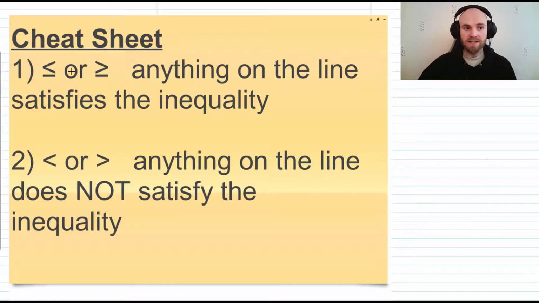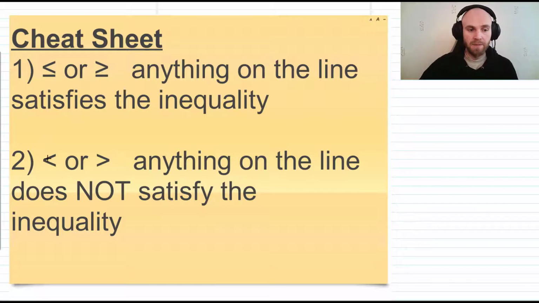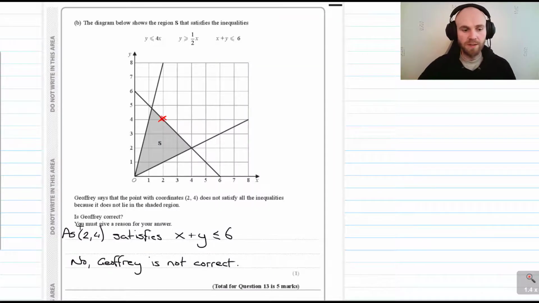So if we go to the cheat sheet, well, as I mentioned in part A, if it's less than or equal to or greater than or equal to, anything on the line satisfies the inequality. And for part 2, anything where it's clearly less than or clearly more than and not equal to, anything on the line does not satisfy the inequality. So for our answer, we consider that the point 2, 4 satisfies the line x plus y is less than or equal to 6 because it's on the solid line.